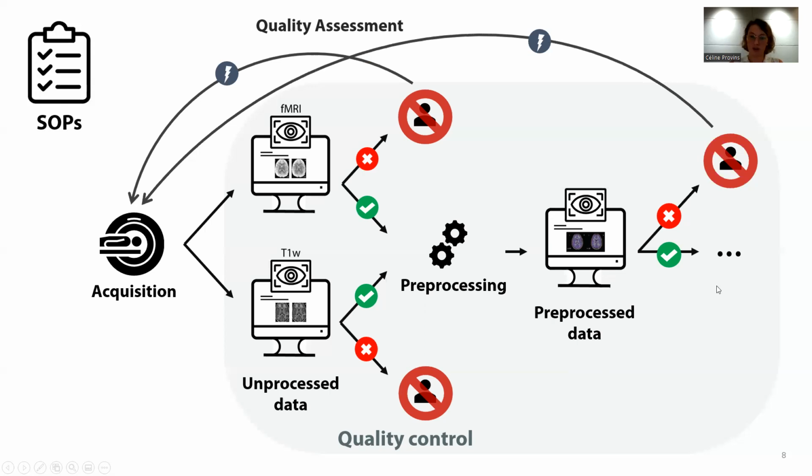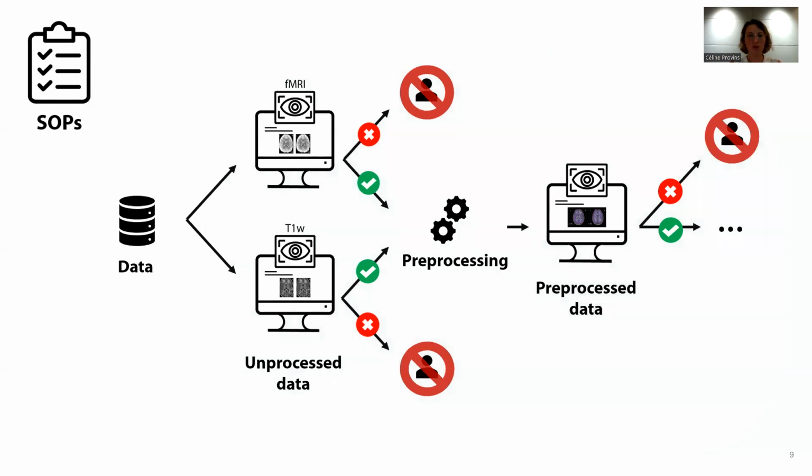And for this research topic project, we have defined a specific quality control protocol. And let me show it to you right now. So it's focusing on quality control because the data were already acquired. So we cannot influence acquisition anymore. Then it's focusing on two quality checkpoints, the one on unprocessed data and the one on pre-processed data.